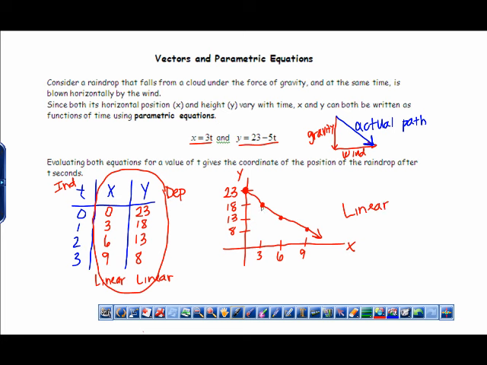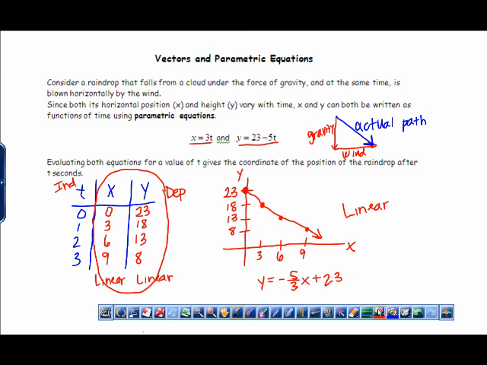Now if you had to write the equation of this line in terms of just x and y, how would you do that? Okay, so hopefully you're thinking the slope is down 5 over 3, so that would be negative 5 thirds x, and the y-intercept is 23. You can never forget those good Algebra 1 skills.